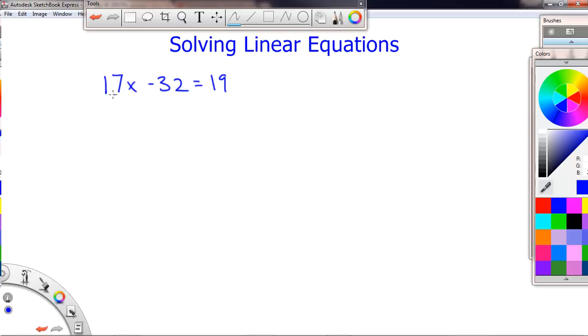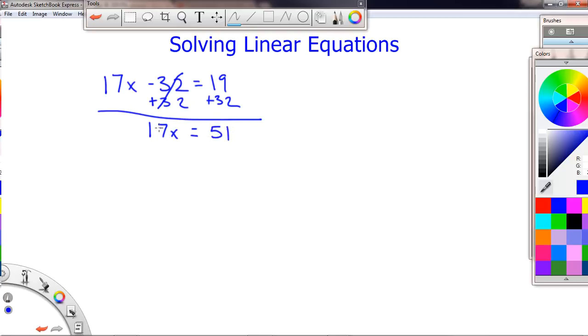Okay, so the first thing I want to do is isolate this x term. And I'm going to do that by getting rid of this subtracting, or negative, 32. So I'm going to add 32 to both sides of the equation. The negative 32 and the positive 32 cancel out, leaving me with 17x. Drop your equal sign down. Don't forget your equal sign. 19 plus 32 is 51.